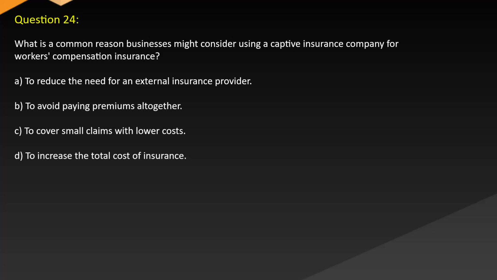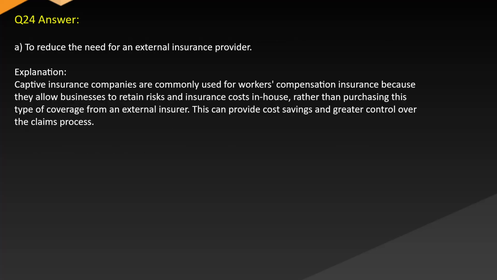Question 24. What is a common reason businesses might consider using a captive insurance company for workers' compensation insurance? A. To reduce the need for an external insurance provider. B. To avoid paying premiums altogether. C. To cover small claims with lower costs. D. To increase the total cost of insurance. Answer A. Explanation: captive insurance companies are commonly used for workers' compensation insurance because they allow businesses to retain risks and insurance costs in-house rather than purchasing this type of coverage from an external insurer. This can provide cost savings and greater control over the claims process.